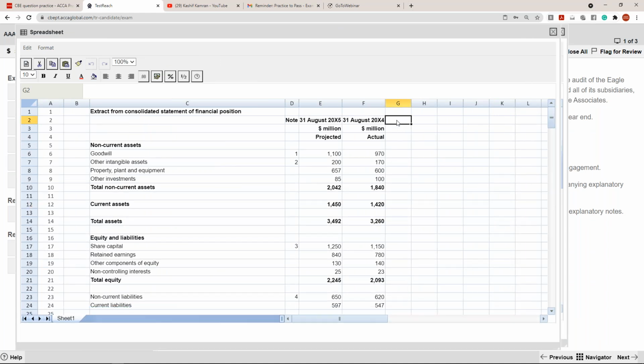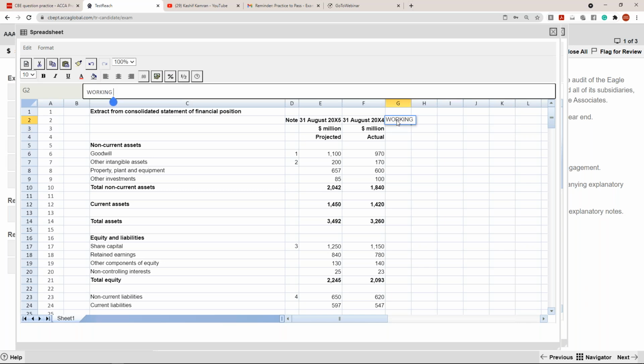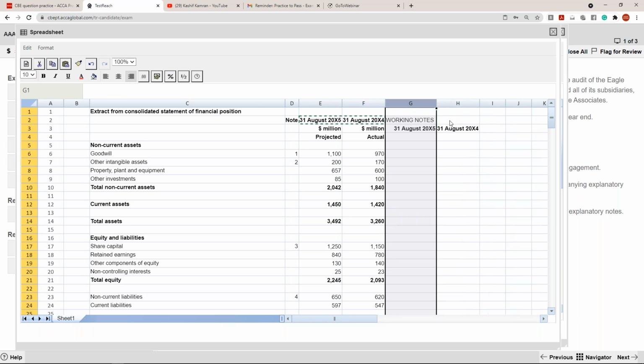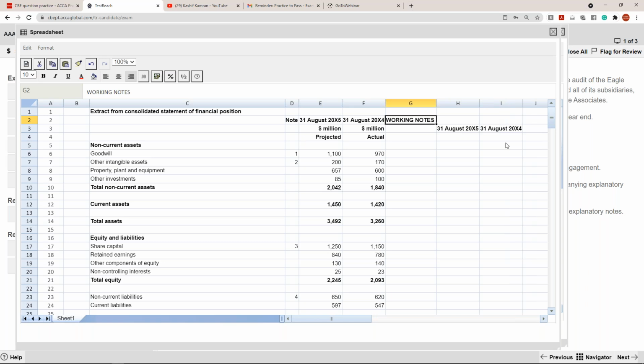Now what I'll do, I'll write over here working notes, and I need to do the workings for 2 years, 2005 and 2004. So I copy the 2005 and 2004 and I paste it over here under the working notes. Sorry, not in this column, Control X and Control V. So I put my working notes here, and then I put 2005 and 2004.